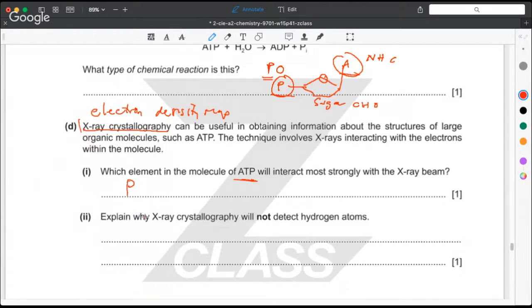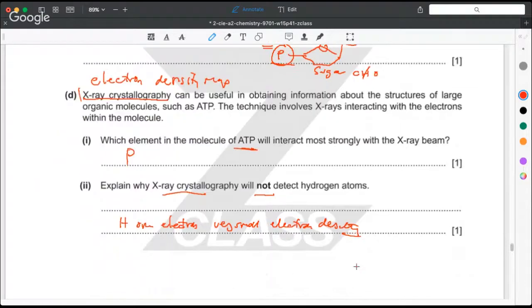And then this is kind of the opposite question here. Well, the X-ray crystallography, in fact, isn't going to detect the hydrogens at all. Why not? Hydrogen only has one electron. There's hardly any electron density at all for hydrogen. And so the hydrogen is not detected in X-ray crystallography because hydrogen has one electron. So very small electron density. Okay, good. All right, good.